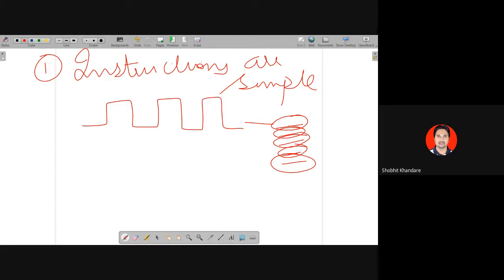And one clock cycle will start from here to here. This is one clock cycle. So this instruction can be executed in one clock cycle. Similarly, the second instruction can be executed in one clock cycle. So these instructions are simple. Simple means one single instruction can be executed per clock cycle.